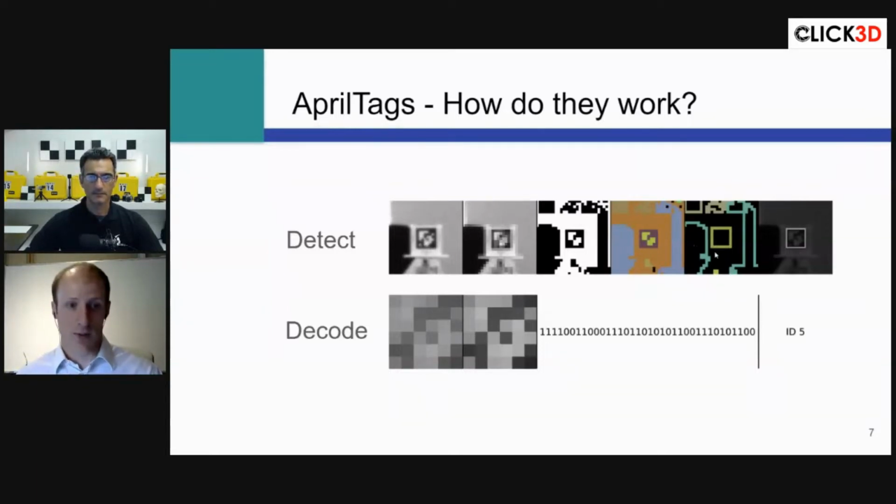Then we find the borders between those regions, which is the next one there. And then of those borders, we try to fit a quadrilateral to them. And so you'll typically have dozens of potential quadrilaterals in a scene. So once you have them, you next have to read out what are the data bits inside of the tag. Okay. And there's a little bit of post-processing that goes on there, but that's basically the idea.